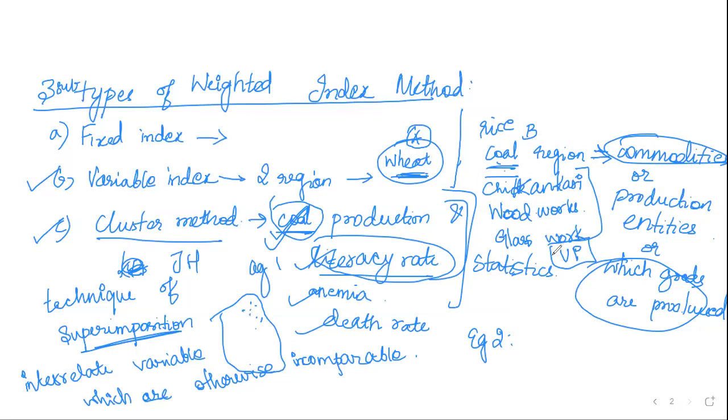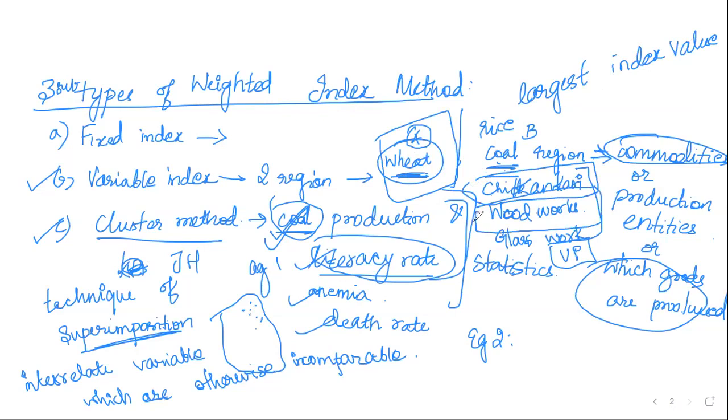Where is the majority of the volume of the goods? Where is it majorly produced? Wheat, where is it majorly produced? Coal, where is it majorly produced? Based on the largest index value of a particular commodity, I can classify that region to be a wheat region, or a chikan work region. I can classify that region of UP to be a woodworks region.